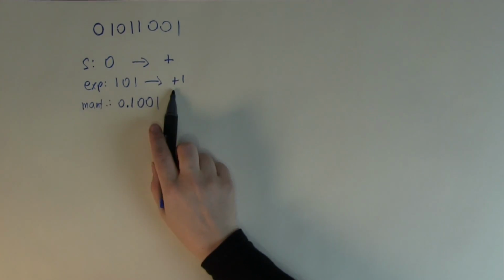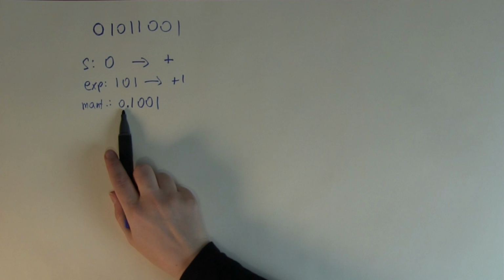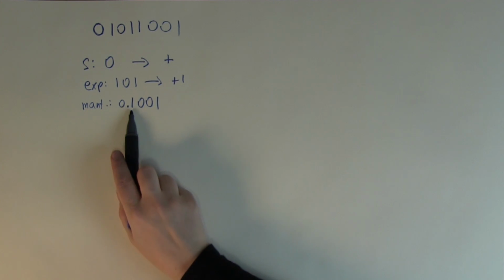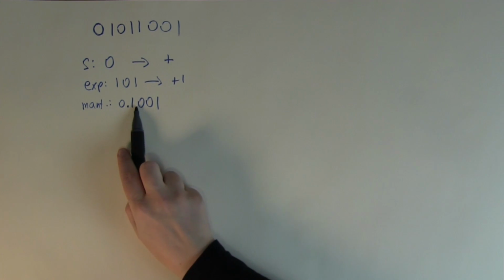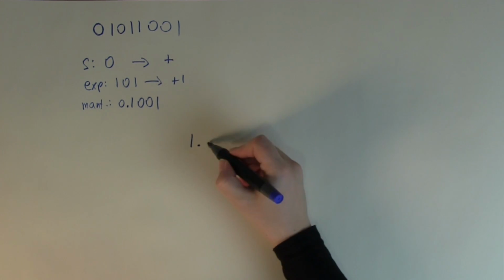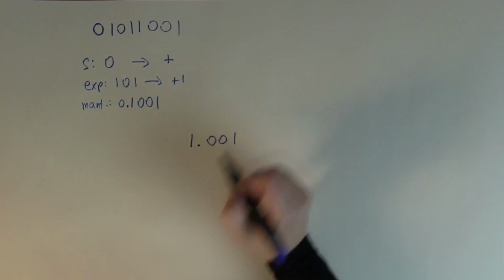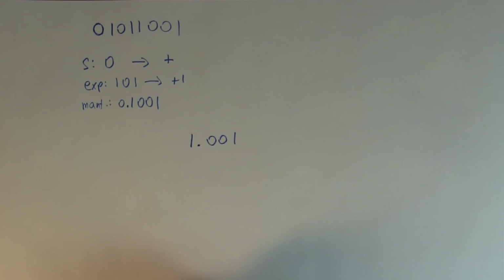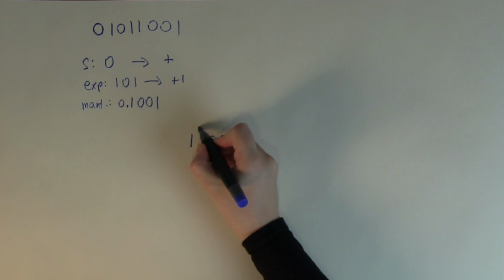That means that I need to look at the mantissa and move the radix point 1 in the positive direction. So the new radix point will have to go here. So the original number is 1 radix point 0, 0, 1. Now what I need to do is to convert it back to decimal. So the radix point is here.